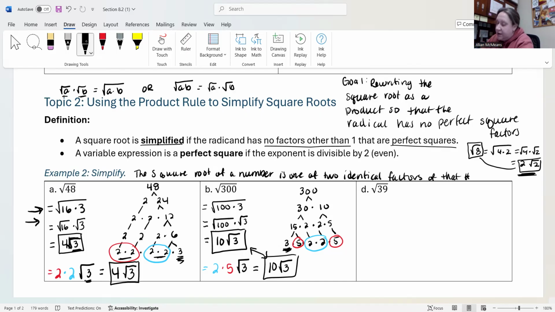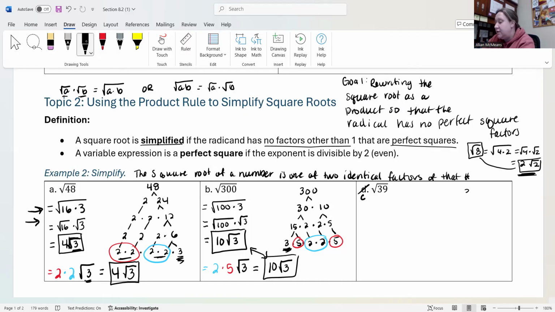Now for part, this should actually say part C, that's a typo. So for part C, we have the square root of 39, okay? So let's say you're going through your mind and you're like, man, 4 doesn't go into 39, 9 doesn't go into 39, 16 doesn't go into 39, 25 doesn't go into 39, 36 doesn't go into 39, 49 doesn't go into 39. So you've gone through all these perfect squares and you've gotten to the point where you're looking at perfect squares bigger than 39. That should tell you that 39 just won't simplify. That's as simple as it's going to get.